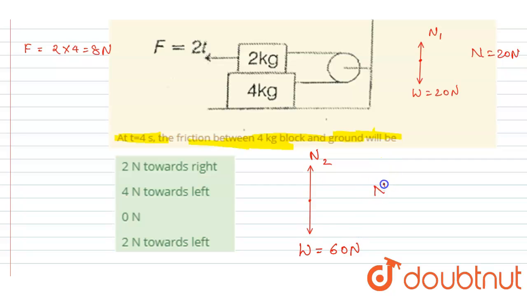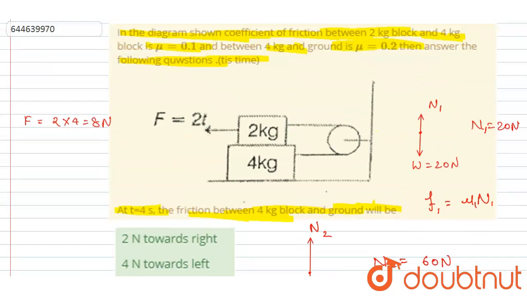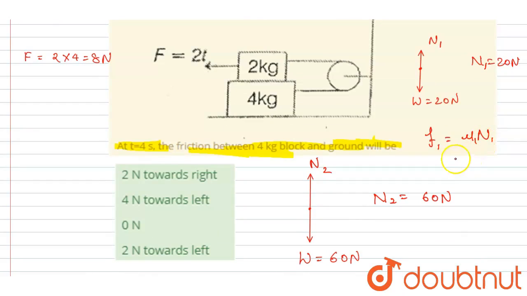So I will write it will be equals to this. As you got the normal reaction, you can also calculate the limiting friction. It will be mu1 times of N1. Mu1 you can see it is 0.1 and N1 is this. So 0.1 into 20 it will be 2 Newton.